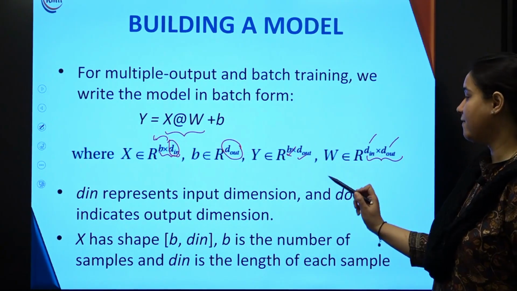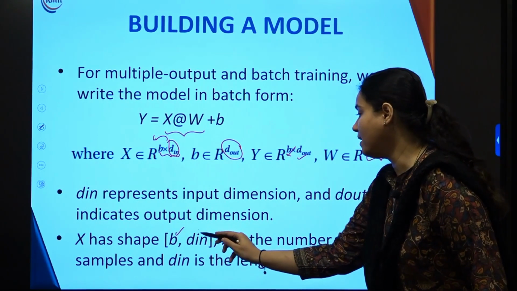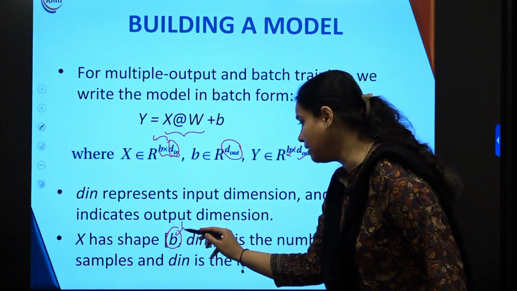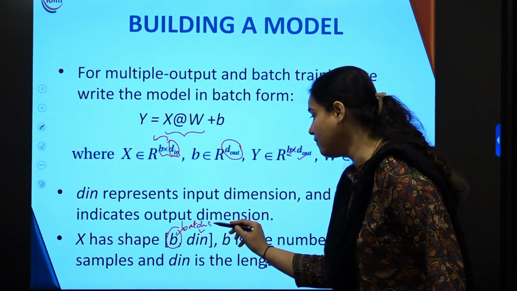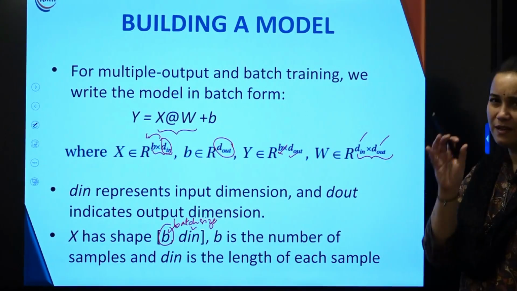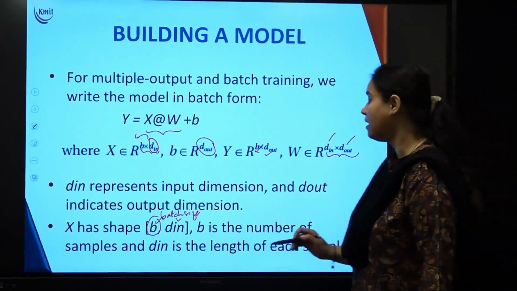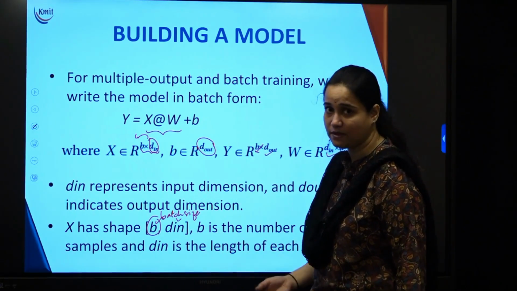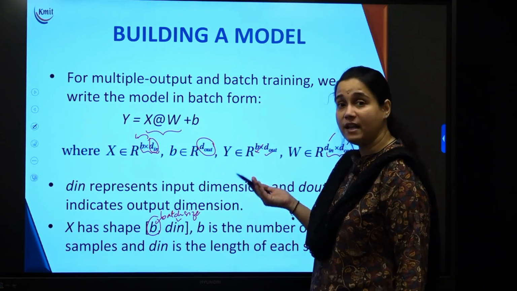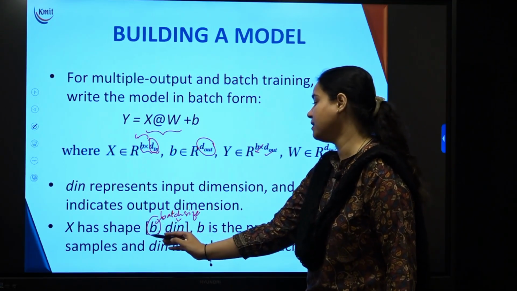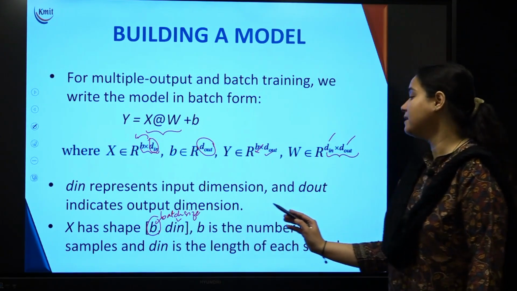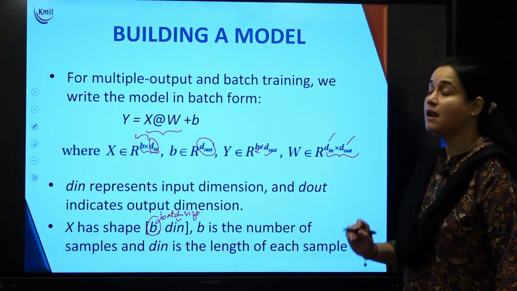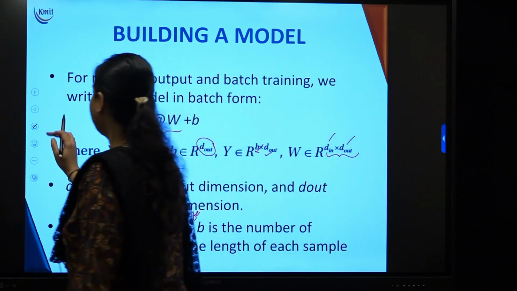X is always having the shape of b comma d_in. This b, please do not get confused with bias. This b here is nothing but batch size. If you are dealing with batch data, batch means a simple sample out of your training data set. So, x has the shape of b comma d_in, where b is the number of samples in the batch and d_in is the length of each and every sample.